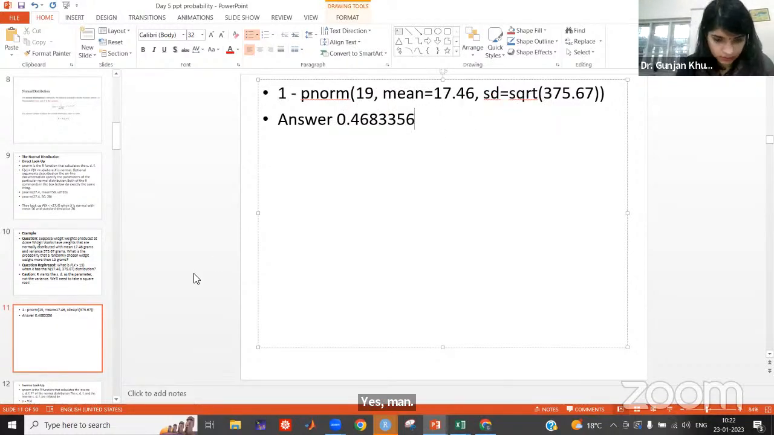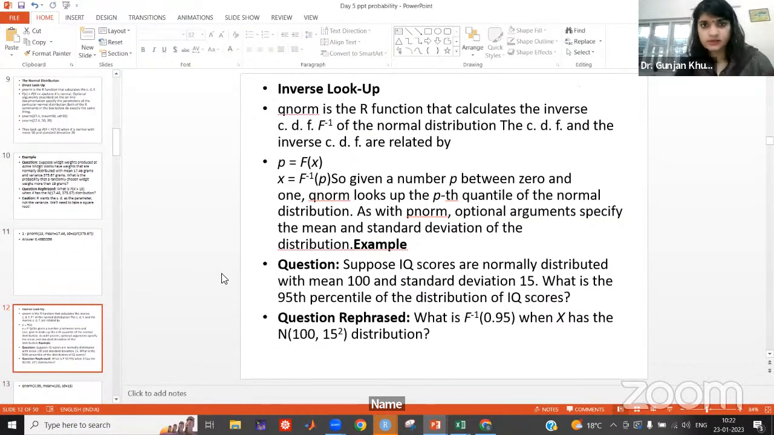Good. So you're able to calculate these probabilities of the normal distribution. Now let us come to the next slide and talk about the quantile function. This is the inverse lookup. QNORM is the function that calculates the inverse of the CDF, so we call it F inverse also. If capital F denotes the cumulative distribution function, then small x is F inverse of p. So with QNORM you calculate the x, not the probability, the x.